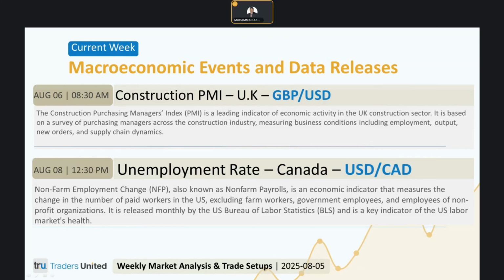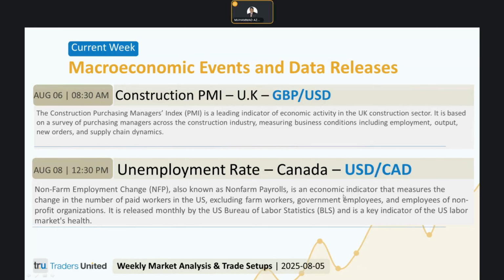However, a meaningful surprise in the unemployment rate, either higher or lower than expected, has the potential to trigger sharp intraday volatility. Traders should prepare for increased movement around the release time and consider the broader economic context when assessing the implications of the result.